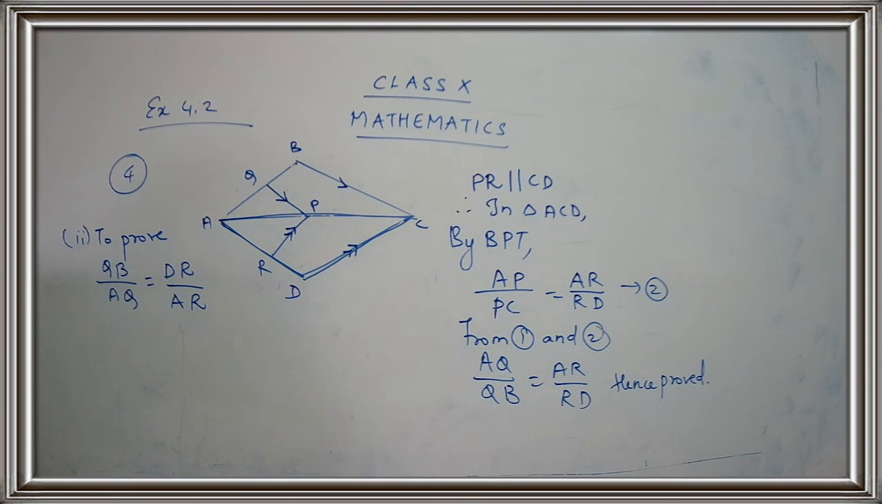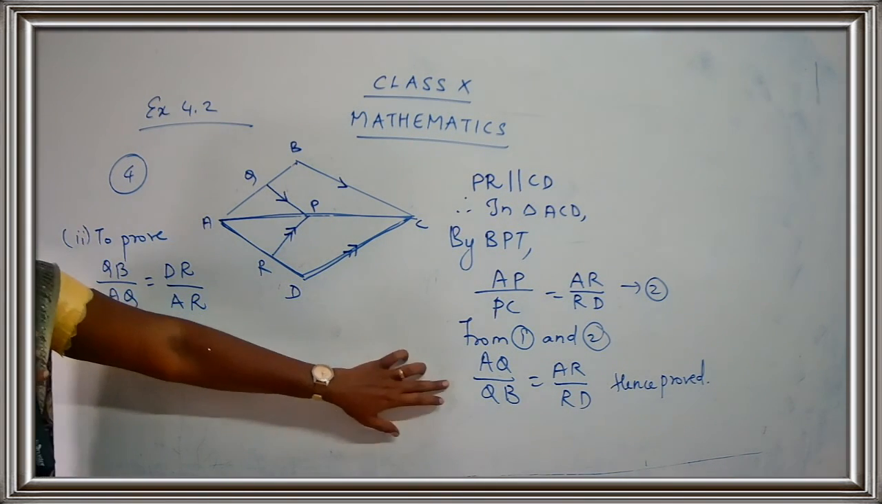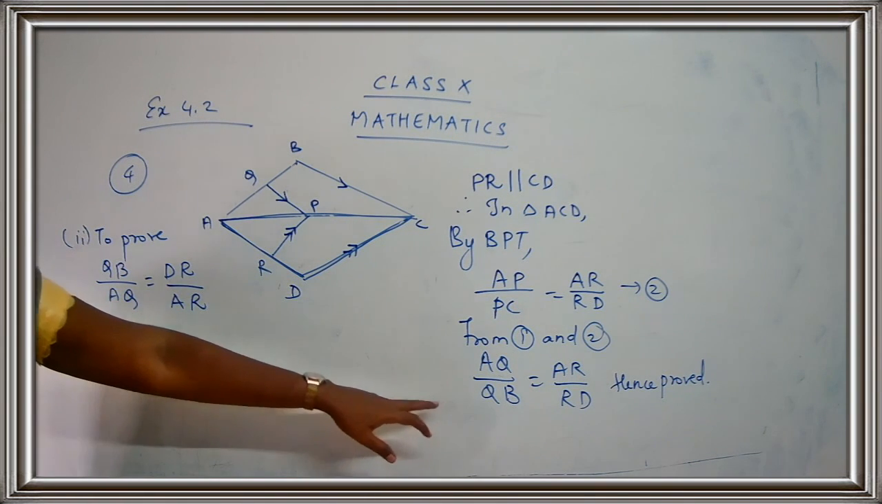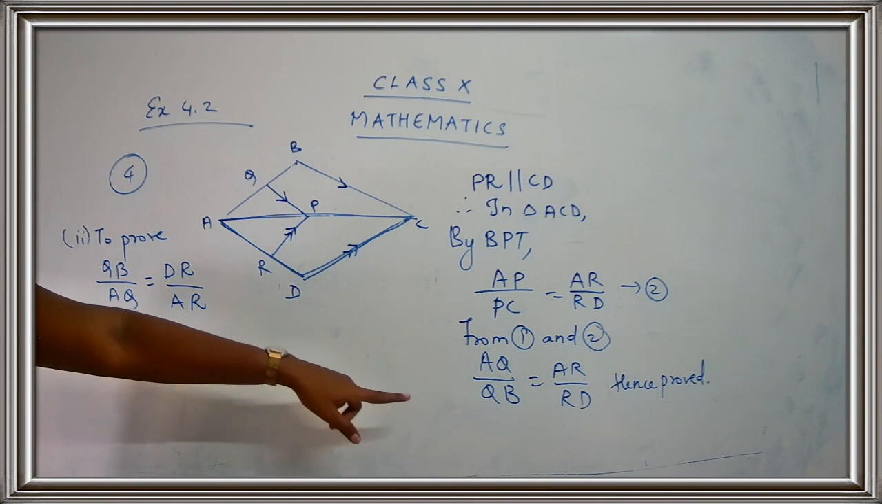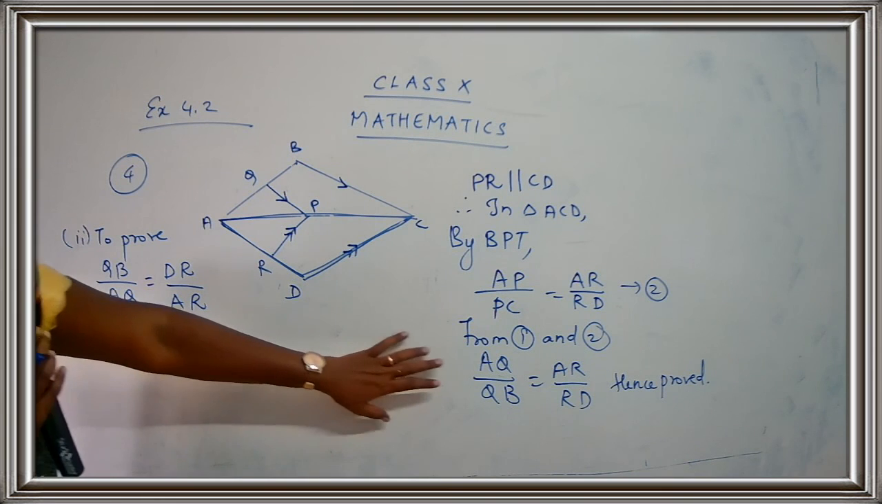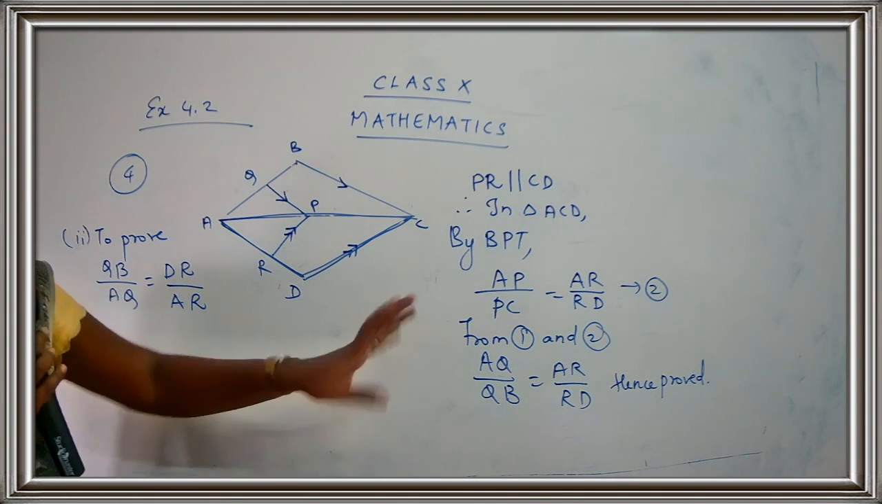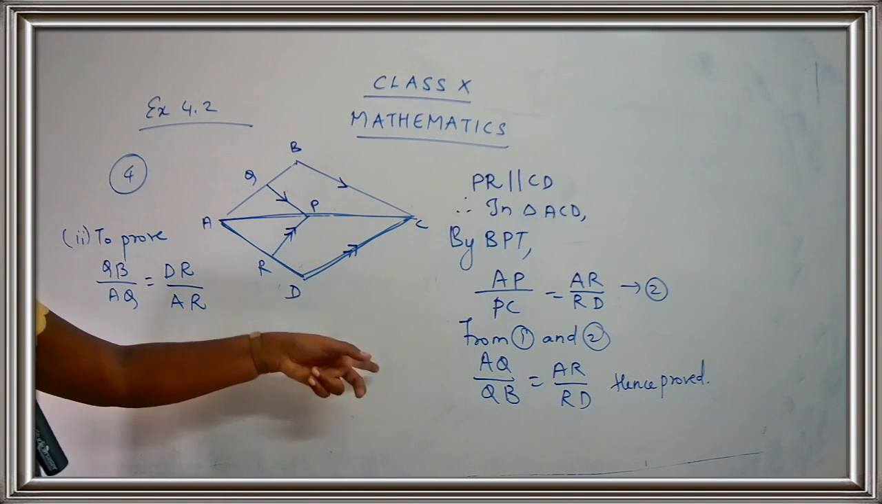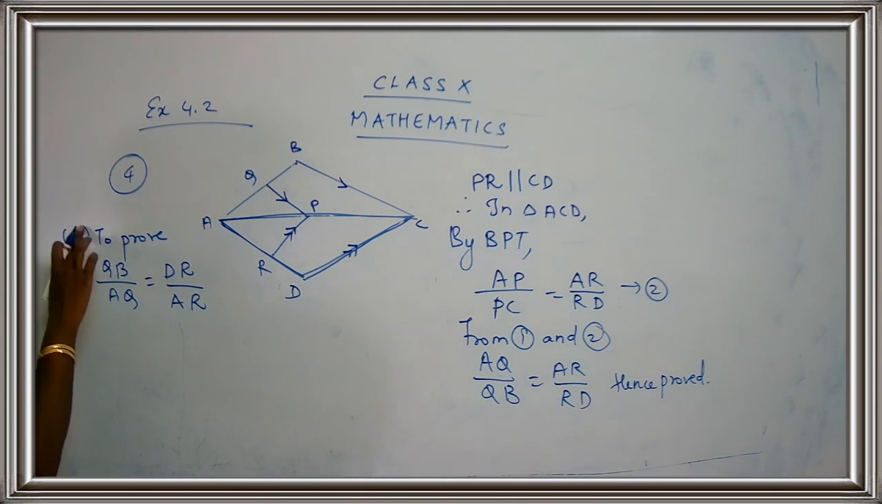Already we have proved AR upon RD. Okay, this is the second part we have proved, yes children? Yes, we have proved the second part. It is AQ upon QB is equal to AR upon RD is the second part. The first part is AR upon AD. So this is the second part, no problem. We are just doing the second part first, that's all, no problem. You can just put here the first part, and take down that as second part.